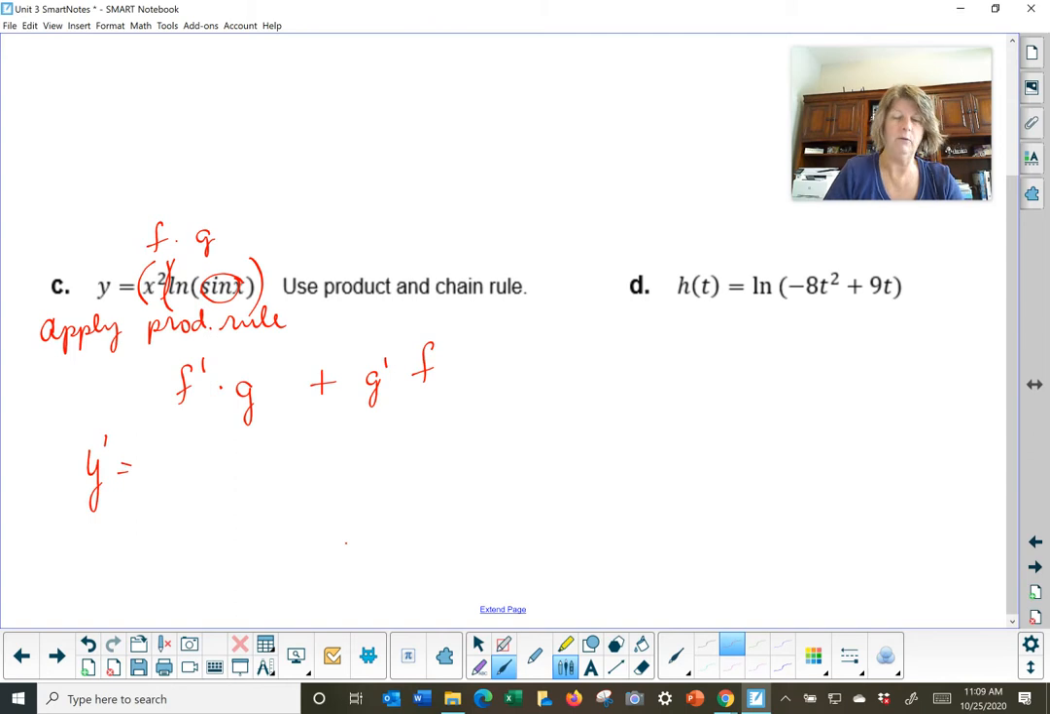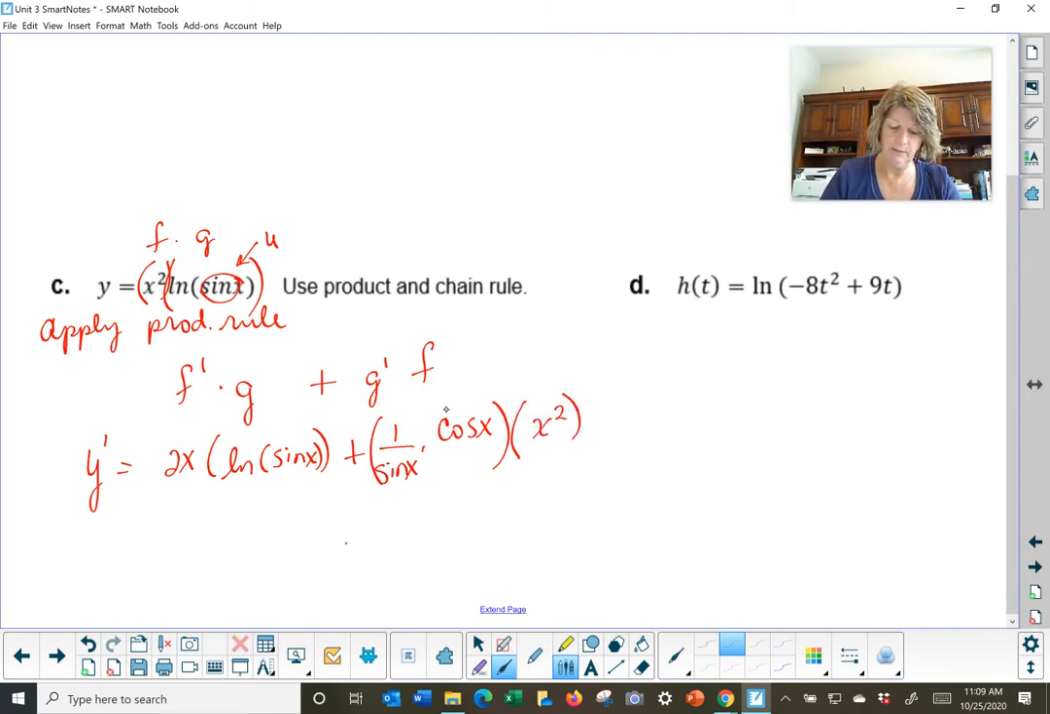So I get y prime equals, the derivative of x squared would be 2x multiplied by natural log of sine x. We leave the g alone on that one. Added with the derivative of g, well now inside that natural log I see a u, so this will be 1 over u, 1 over sine x times the derivative of sine x, which is cosine x, multiplied by f, which is our x squared. So this is the f piece. This is all g being taken.